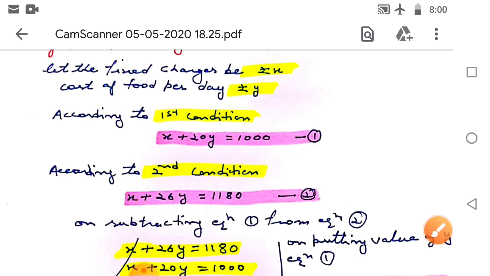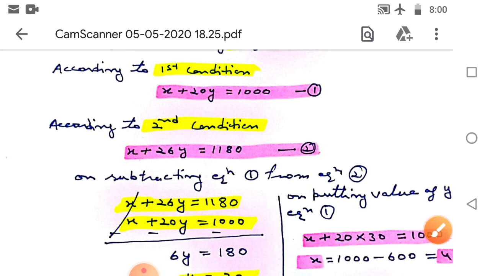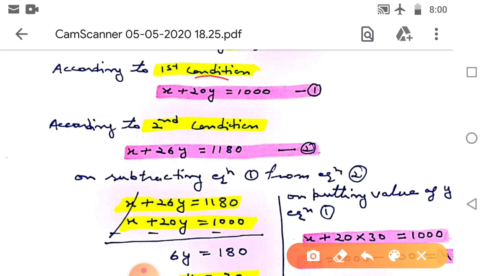Now come to the second equation, that is X plus 26Y is equal to 1180. X is the fixed charges and 26Y is the food charges for 26 days. In equation 1, food charges for 20 days, in equation 2, food charges for 26 days. But here X is fixed. These are the fixed charges for the hostel.